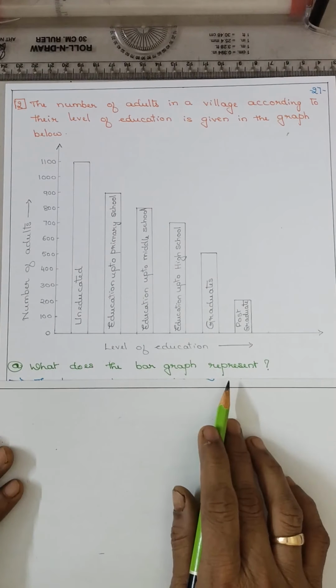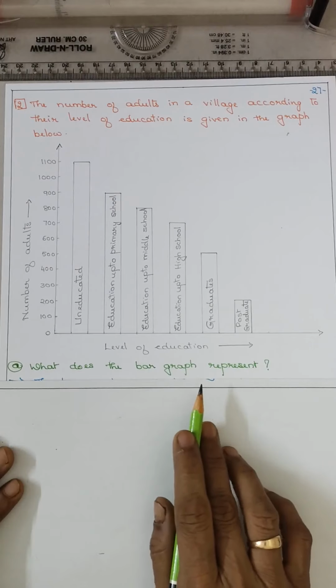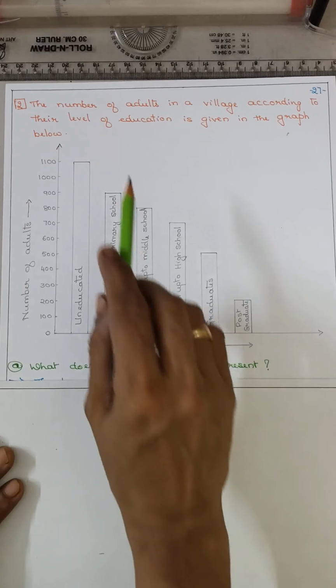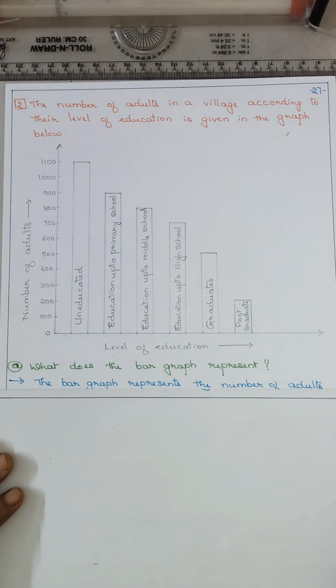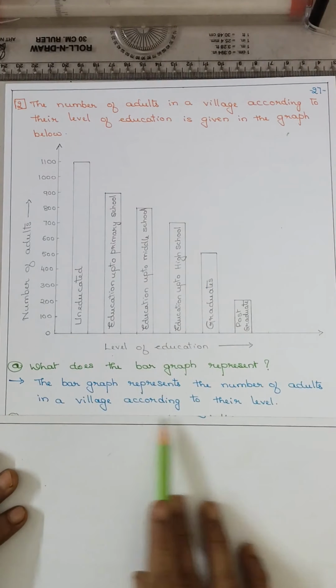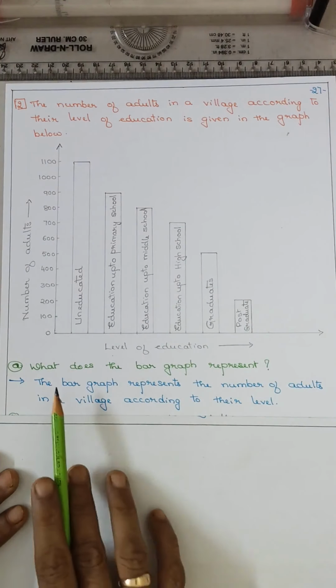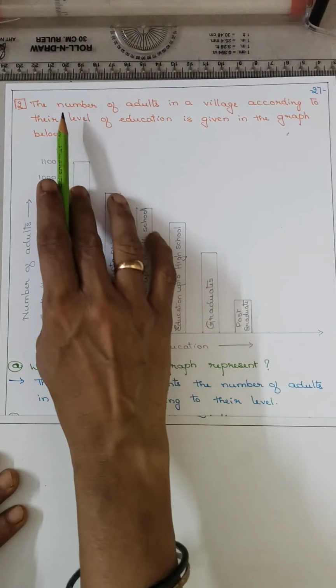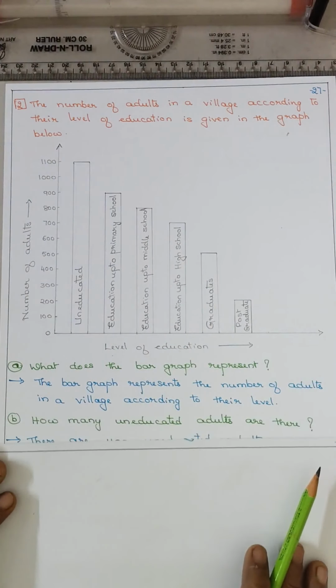What does the bar graph represent? The bar graph represents or gives the information of the number of adults in a village according to their level of education. From the question, you have to write the answer. So the bar graph represents the number of adults in the village according to their level of education.